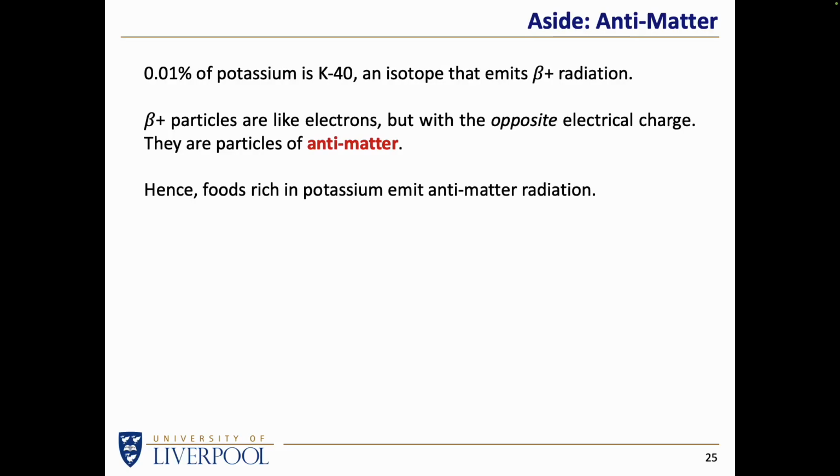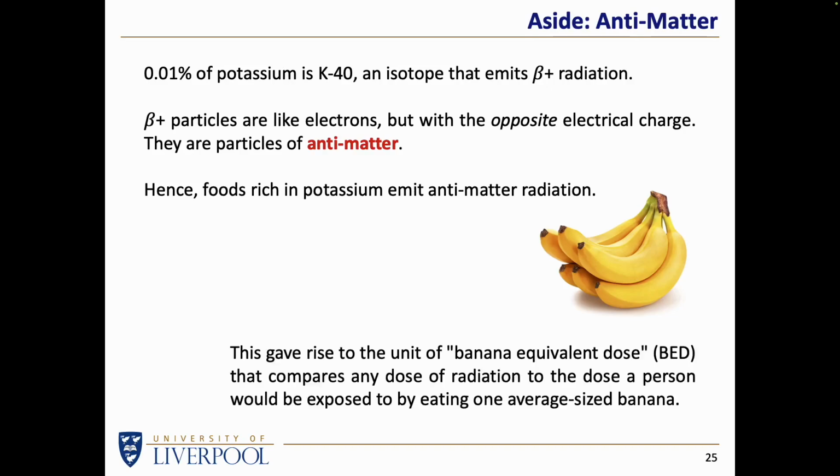Any food that's rich in potassium will be spitting out quite a bit of antimatter. Brazil nuts, bananas will produce a lot of antimatter. And that gave rise to the somewhat whimsical unit of, why don't we have a banana equivalent dose? If we're talking about radioactive doses, rather than talk about silly physics units that nobody understands, why don't we talk about the dose equivalent to how many bananas is that equivalent to? When you're talking about low levels of radiation, maybe that's a better way of talking about radiation dose than talking about the huge numbers that might come out if you've been exposed to very high doses of radiation.